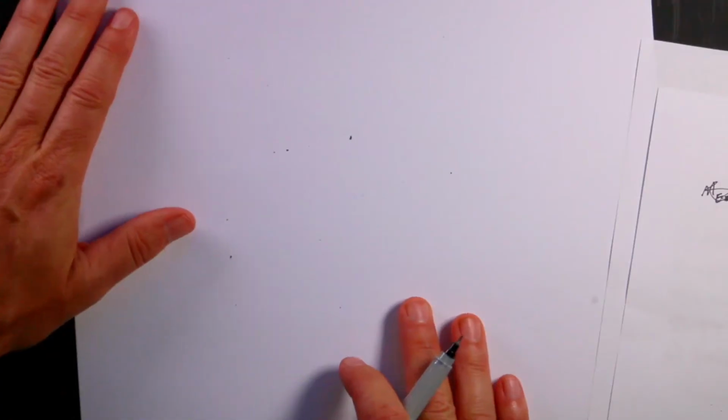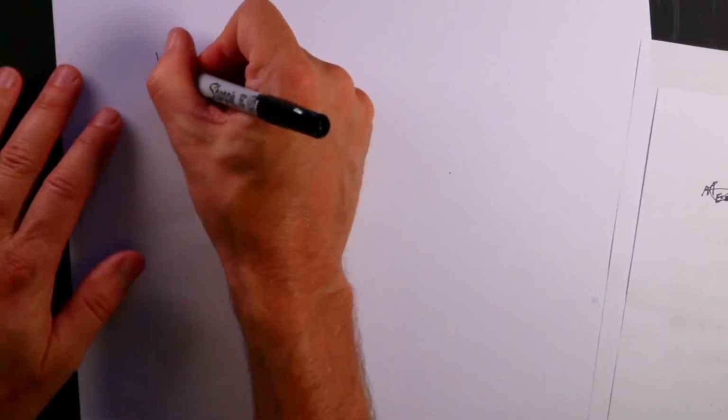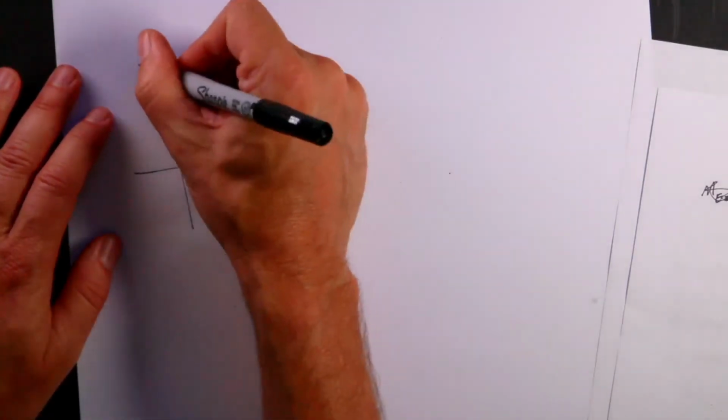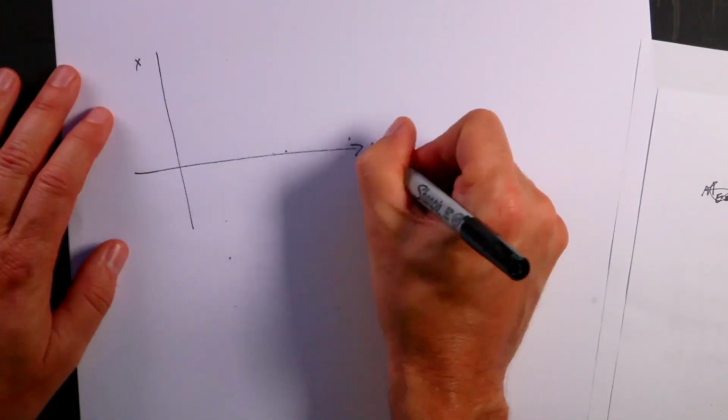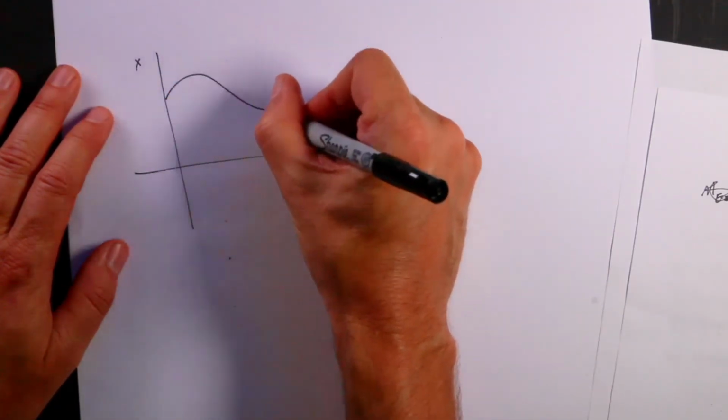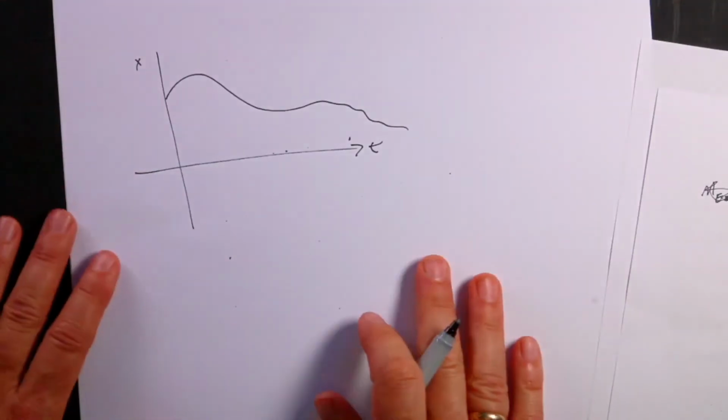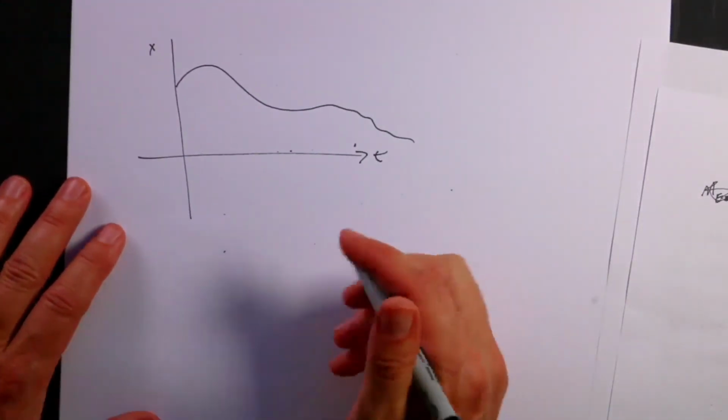Okay, graphing. I have a graphing tutorial, but let's say I have this. Let's say this is x as a function of time. We'll definitely deal with that. Like that. So this is just a sketch. It's not an actual graph.